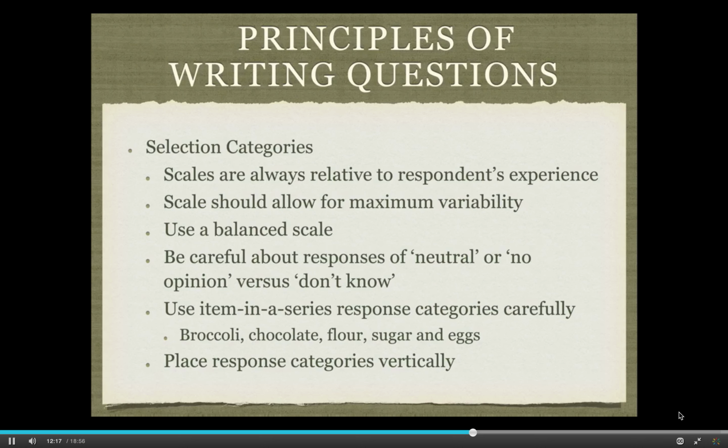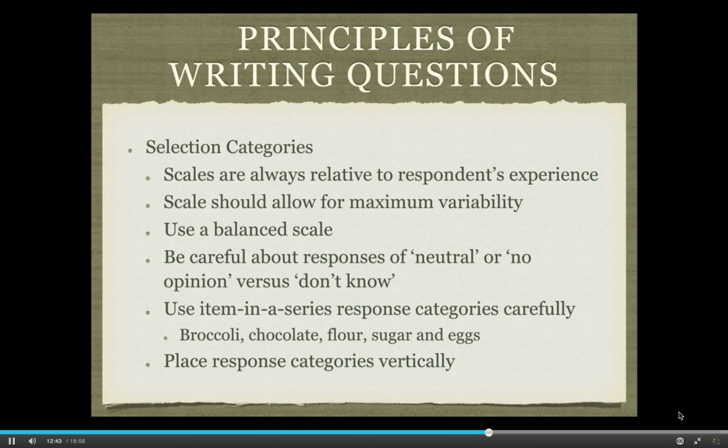On this slide, we're going to look at some principles for writing questions. If we're using scales, the scales are always relative to the respondent's experience. Scale should allow for maximum variability. So when we're asking about attitude, strongly agree to strongly disagree, we should ensure that there is maximum variability. We should use a balanced scale.